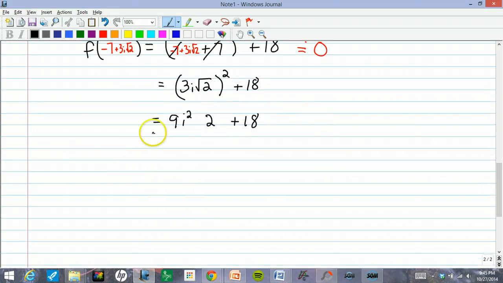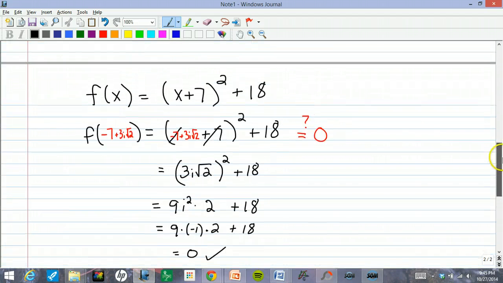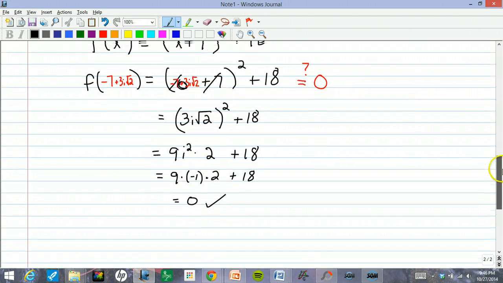Alright, I think we have it. Because i squared is -1. So 9 times -1 times 2 plus 18. -18 plus 18 is 0. Yes, our answer checks. So I leave it to you to check the minus value, but it still works out. So there you have it.